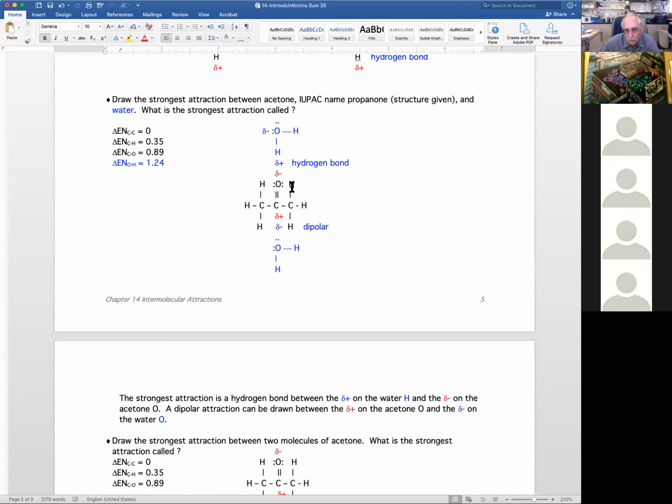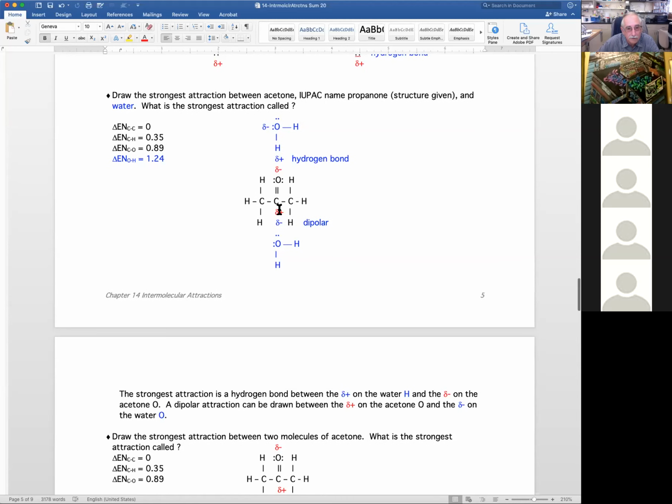Notice that all these carbon to hydrogen bonds are nonpolar. Carbon to carbon, nonpolar. The only polar bond in acetone is the carbon to oxygen. Okay, see that over here? So I put charges on it. And then that partial negative is going to attract the partial positive of a water molecule. This partial positive is going to attract the partial negative of a water molecule. So look at this attraction right here. Polar to polar means it's dipolar.